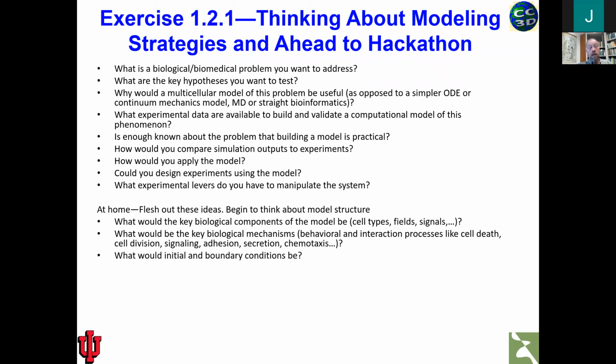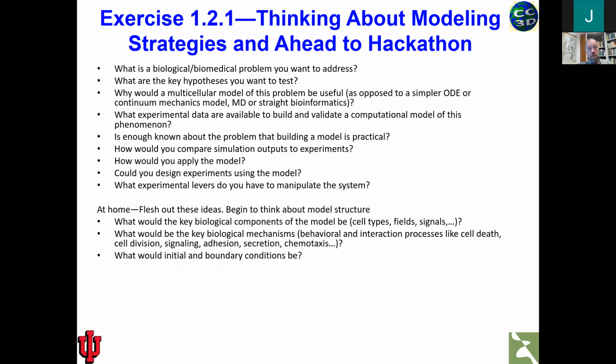And then if you had a validated model, what would you do with it? What good would it be? What would you learn from it? How would you use it? Would you be designing a surgical implant? Would you be designing an engineered tissue? Would you be designing a drug therapy? What would you use it for? And then if you did use it, are there experiments that you could design using that model?